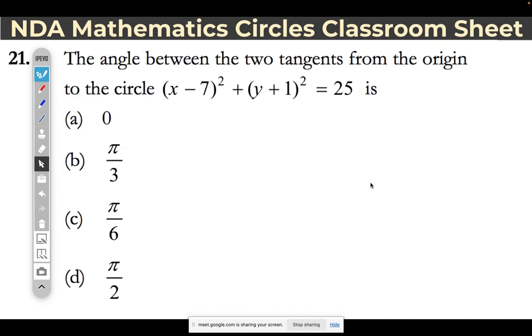21. 21. You know how to do it, 10th grade. Very cute. Very cute. You will get the answer. Pi by 2. Pi by 2.